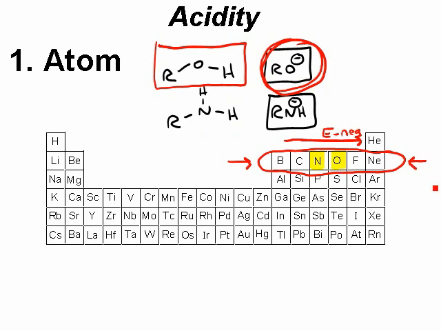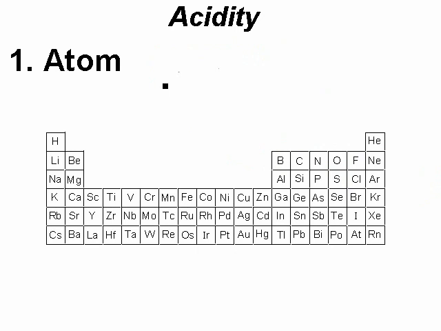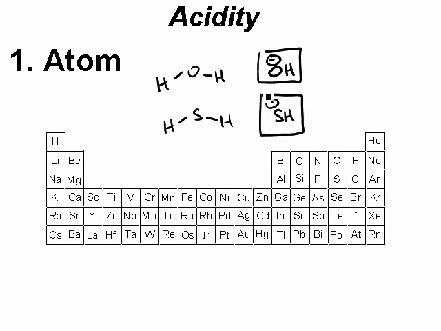However, consider the following example. Imagine that we are comparing water and H2S. H2O and H2S. If we want to compare these two compounds to each other and say which one is more acidic, we need to draw out the conjugate base of H2O and the conjugate base of H2S. So we need to compare these two to each other and say which of these conjugate bases is more stable.